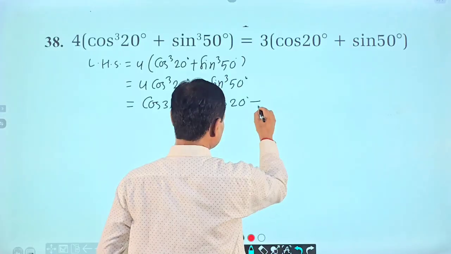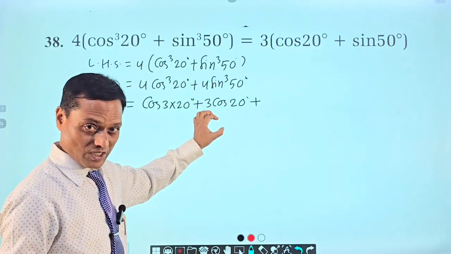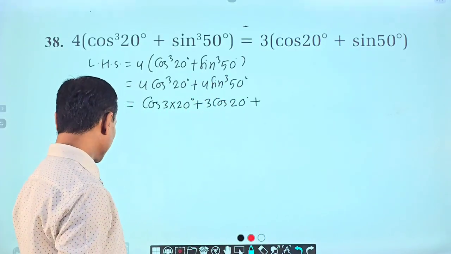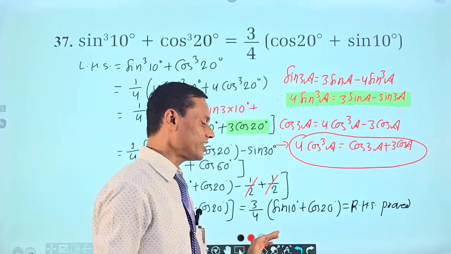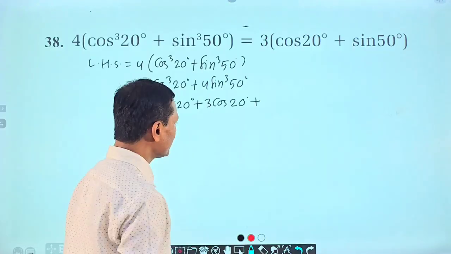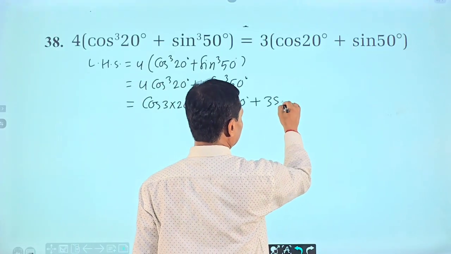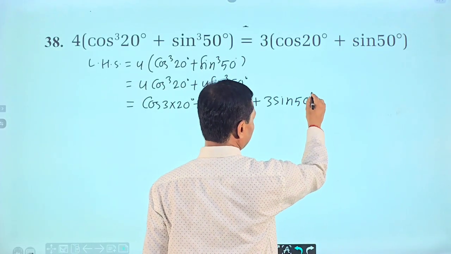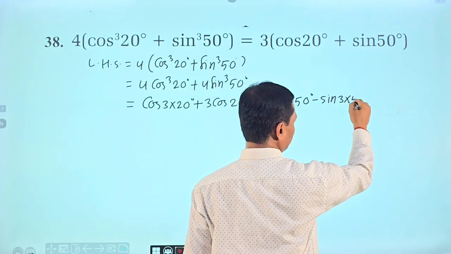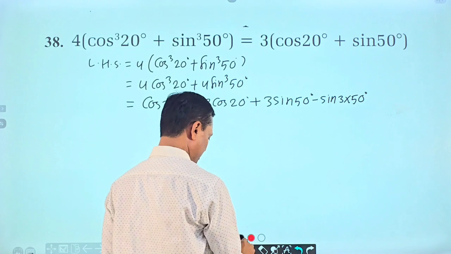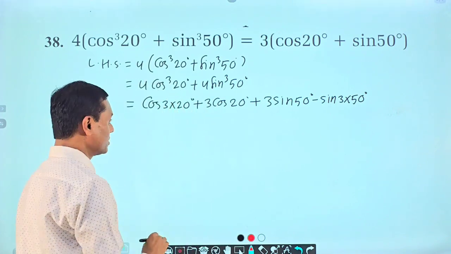And similarly, here is 4 sine cube A. What's the formula of 4 sine cube A? 4 sine cube A equals 3 sine A minus sine 3A. So 3 sine A means 50 degree, minus sine 3A, 3 into 50 degree. Right, so it's better to write the formula inside the bracket.